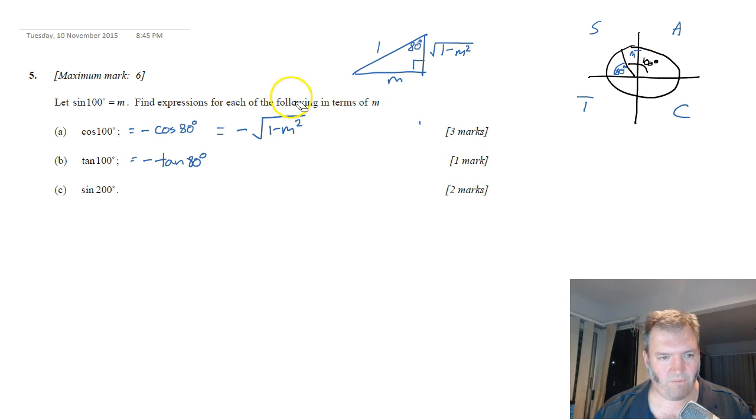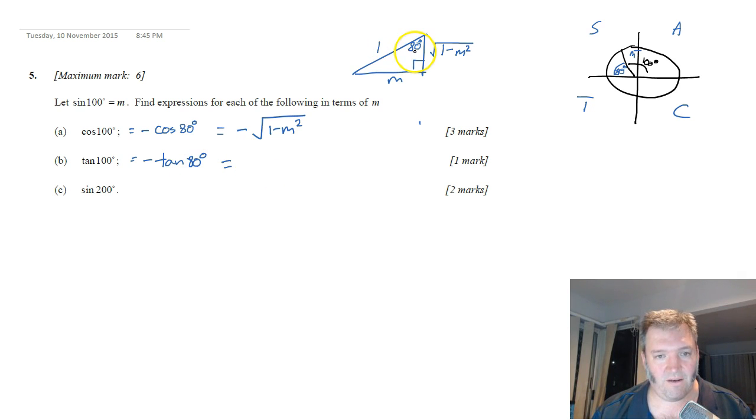And I've lost where my pen is. That's one way to find it again. About there somewhere, I can see it now. There we go. So negative tan 80 degrees. I wish it had the yellow circle around it while I was actually doing the question.